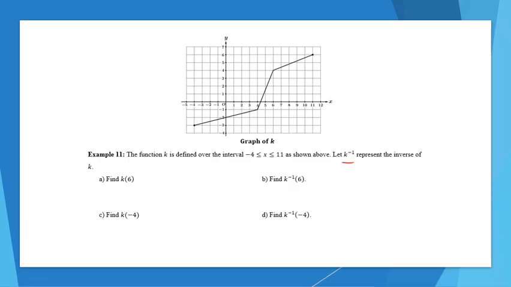So here for A, find k of 6. This is pretty easy, right? When you're just reading, this is just the regular function, no inverses. So when x equals 6, we have an output of 4. So that should be our answer there.